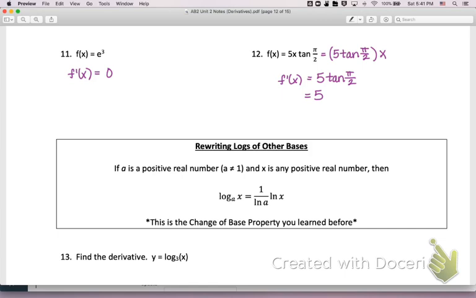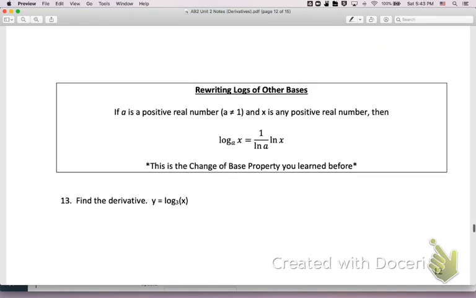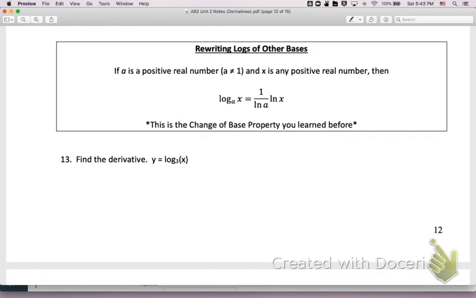Be on the lookout for those sorts of things. That's always a tricky one because we just see tangent and we automatically think secant squared. But if it's a constant, then it's not something that we need to worry about because we know what to do with constants, okay? So natural log and e are the ones that we're going to see the most often in this class. But every so often, a different base comes up.